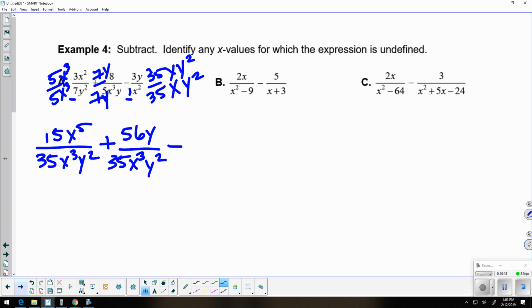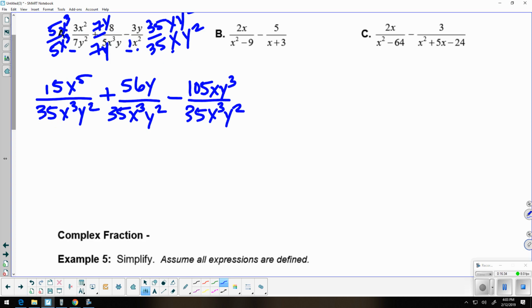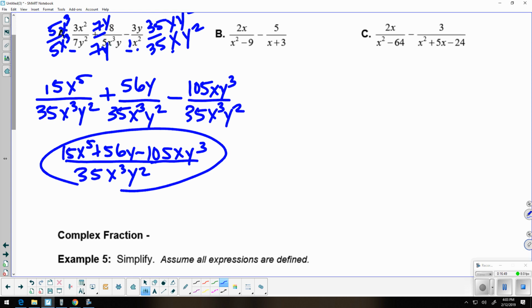The last one, 3 times 35 is 105. We do have the x, and then we have y cubed on top. Underneath it, this would be 35x cubed y squared, because you got x squared and x, y squared. Okay, so now we have our common denominator. You can see it clear across the board. So I'm going to keep that all intact. And now just all the way across the top, you would have 15x to the 5th plus 56y minus 105xy cubed. And that would be your final solution.